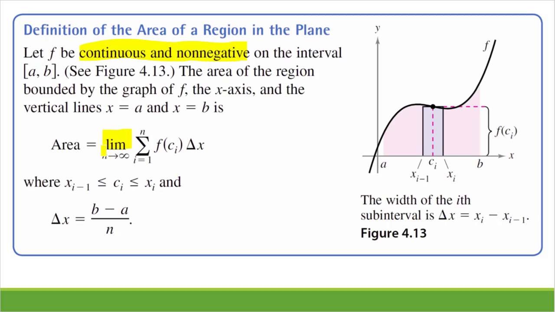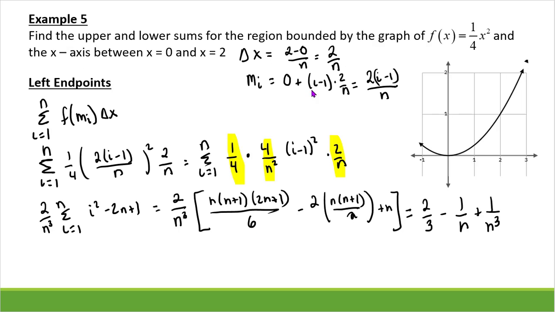So now going back, if I look at this and I take the limit as n goes to infinity of 2/3 minus 1 over n plus 1 over n cubed. I think that's right. I know there should be a 3 here. I was wondering why that didn't look right. As that goes to infinity, I get 2/3.